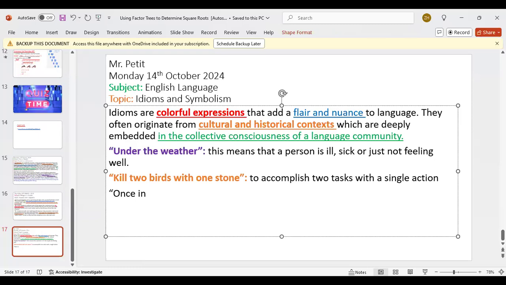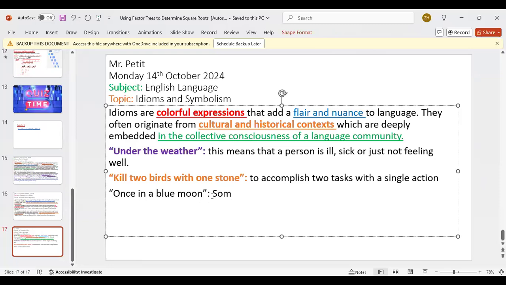How about once in a what? Blue moon. Once in a blue moon. That's my mom's favorite. What does that mean? Very rarely. Like you don't do it a lot. It's rare, not very often, very rare.